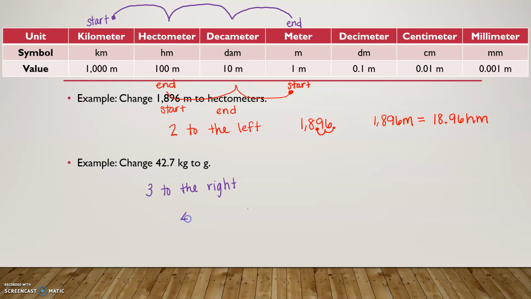So I'm going to say that 42.7, and then I'm going to take my decimal and move it 3 to the right. 1, 2, 3. So I can rewrite this and say that 42.7 kilograms is equal to 42,700 grams.